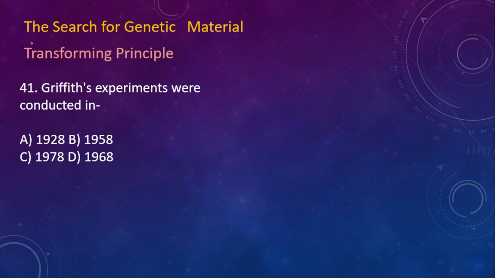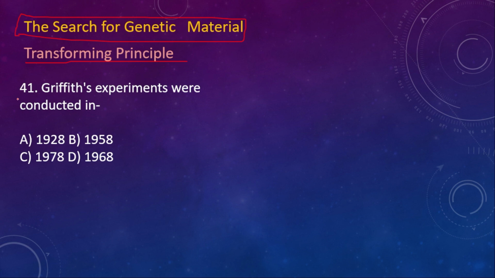41. The search for genetic material. From here you will get many experimental questions. This is one of the favorite topics for NEET. You will compulsorily get one question from the experimental kind of questions. The first experiment is the transforming principle. First one, question 41.